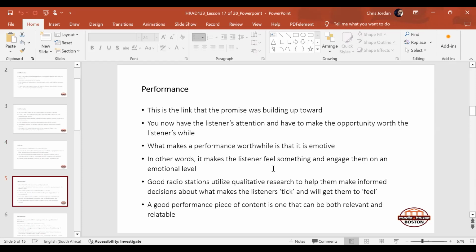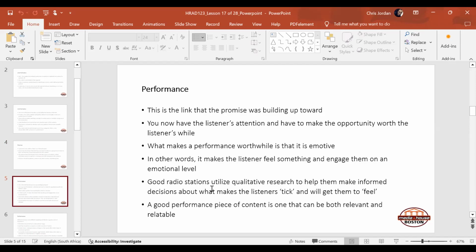What makes a performance worthwhile is that it is emotive. So you've got to use the right language to connect with them right there in their hearts. Make them feel something, make them react to something, change their mind, think differently. There are many different ways that we can cause someone to react emotively. In other words, it makes the listener feel something and engages them on an emotional level.